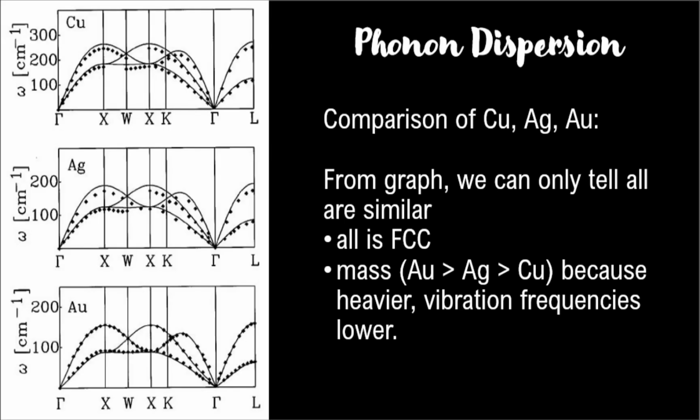Let's see the comparison for copper, silver, and gold. From the graph, we can tell that all are similar because all are also FCC, and the most obvious difference is the energy they obtain. Because the mass of gold is larger than silver and silver is larger than copper, and gold is heavier, the vibration frequency is also lower, so it has a lower energy compared to silver and copper.